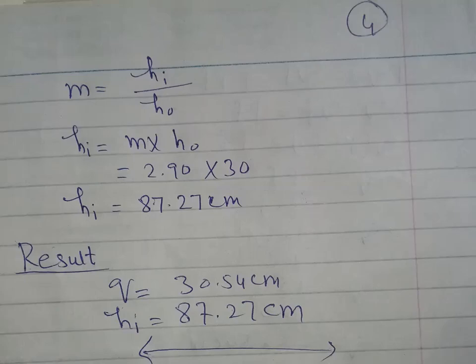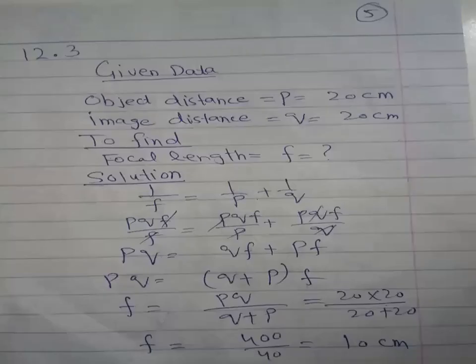Now I'm moving towards numerical 12.3 on page number 67. Please open page number 67 of the 10th class textbook. I read the numerical statement first. An object and its image in a concave mirror are the same height, yet inverted. When the object is 20 centimeters from the mirror, what is the focal length of the mirror? In this numerical, we need to find out the focal length, small f.